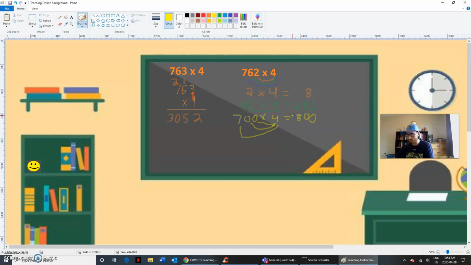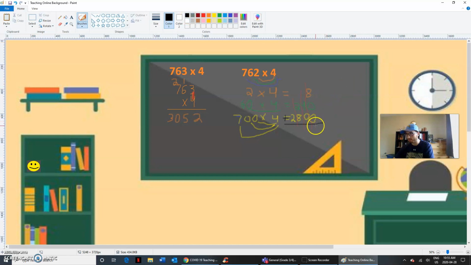And I got my place values all lined up already, so I'm ready to add them all together. And I'm going to even separate my place values because that helps me. There's my ones. There's my tens. There's my hundreds. And then there's my thousands. So let's add it all together.